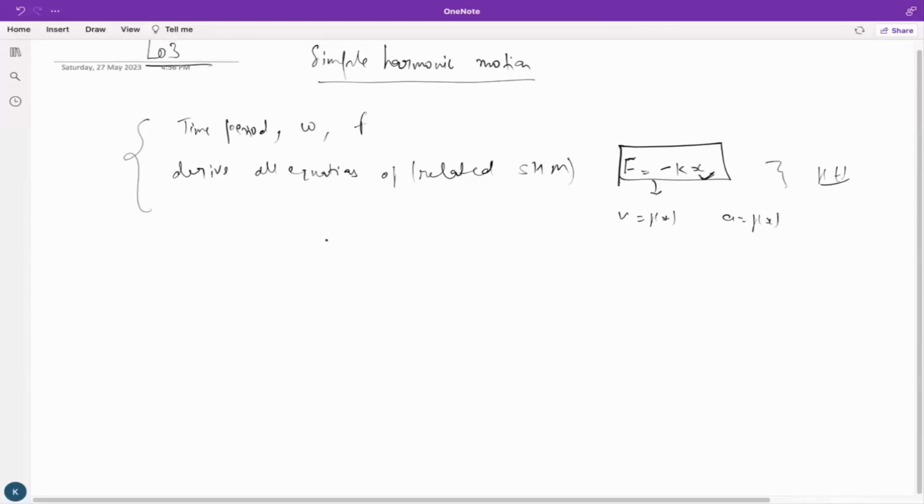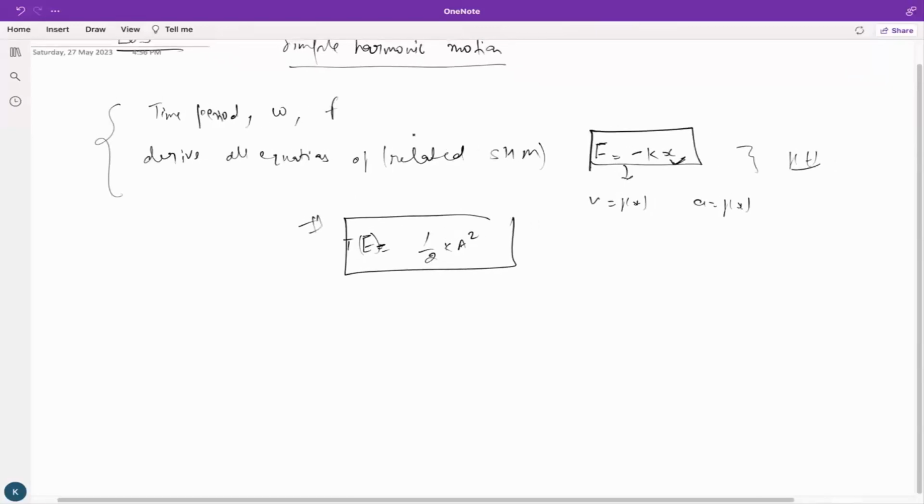Okay, so we reached the conclusion that the total energy is independent of time and the mean position. It's always conserved and its value is equal to half k A square, right? So this is the thing that we already know.